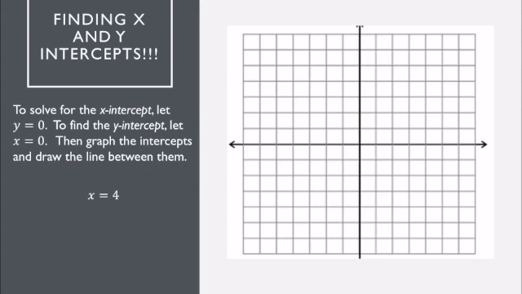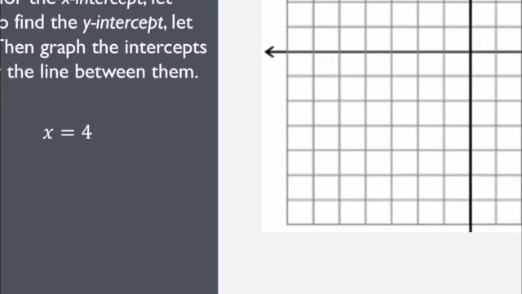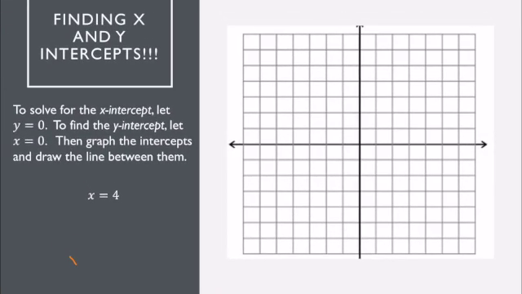Now, what if I'm given an equation like this, x equals 4, and I need to find the x-intercept? So for the x-intercept, I let y equal 0. Well, is there a y here? No. So if I let y equal 0, x still equals 4. Sorry, when x is 4, y is 0. That's our point right there.